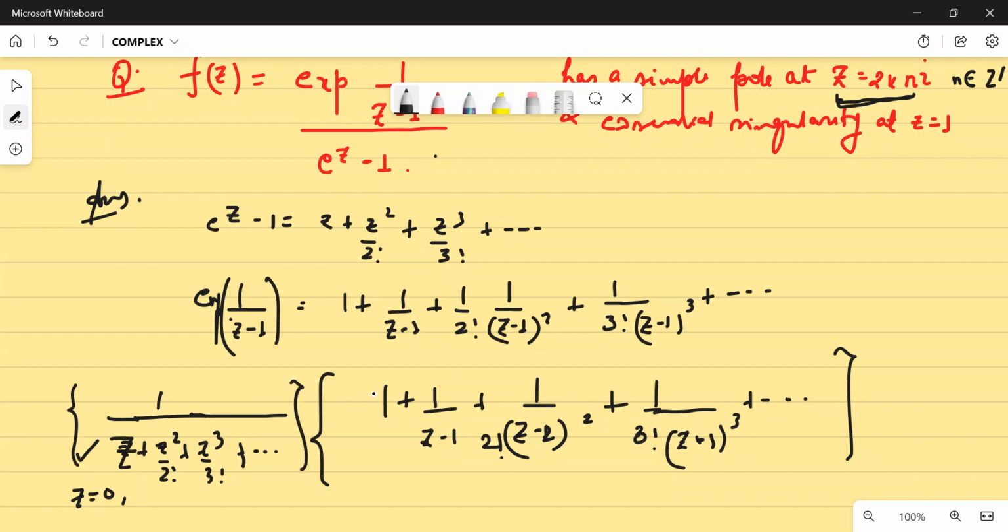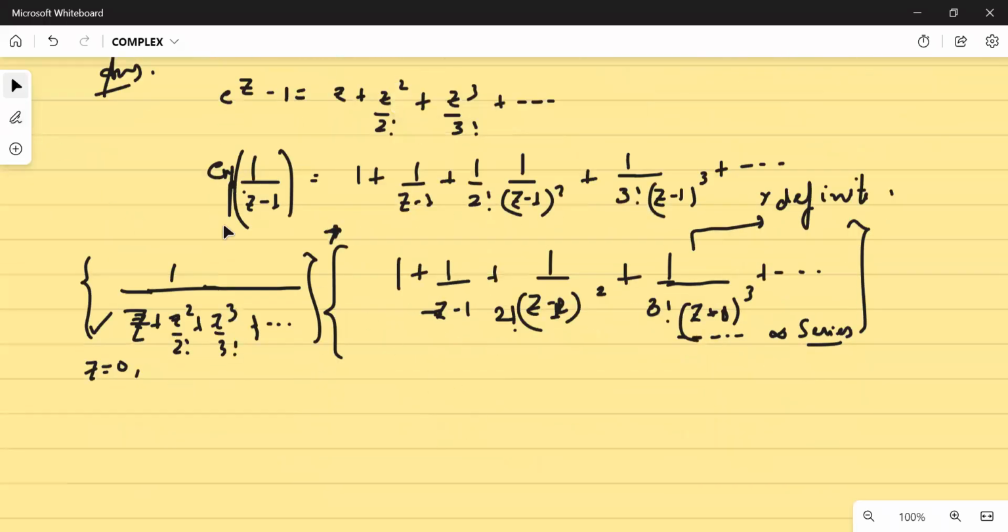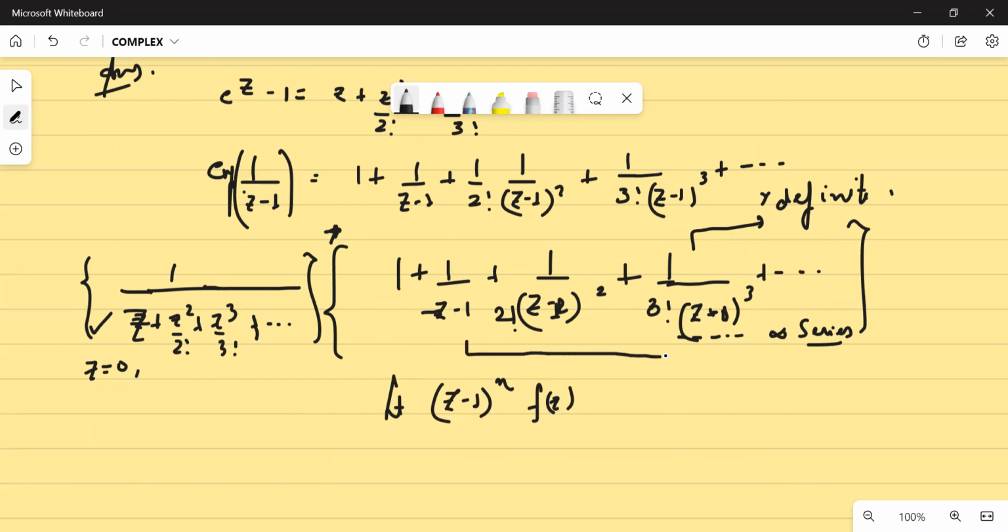Don't think about that, but think about this particular bracket. In this bracket, you can see 1 upon z minus 1, 1 upon z minus 1 whole square, 1 upon z minus 1 whole cube. And this is an infinite series, isn't it? And you cannot associate a pole of definite order. Do you understand what I mean? Let's say z equal to 1 is a pole of order n. Then this limit with regards to this function f(z) should give me a non-zero finite scalar, isn't it?